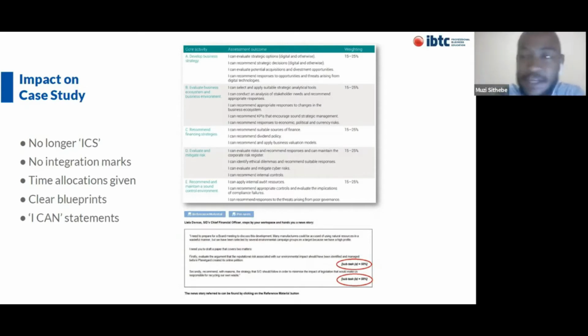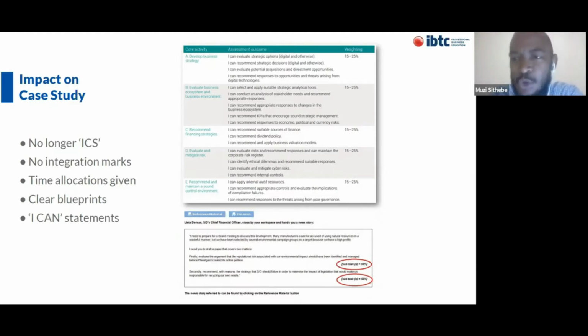You'll see we speak quite a bit about I can statements. This basically says for each topic, under each of the chapters in our study text and our study material, there are certain I can statements that we must be able to answer in the positive. So an example of that, if we're looking at evaluating business ecosystems and business environments, I can select and apply suitable strategic analytical tools. The answer for that should be yes. Then you know that I'm comfortable with that bit.